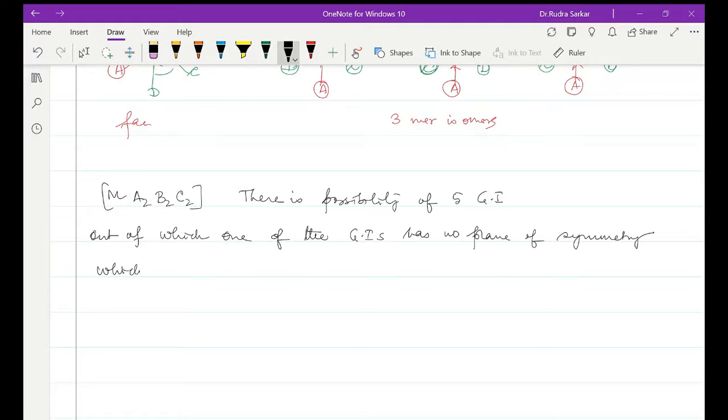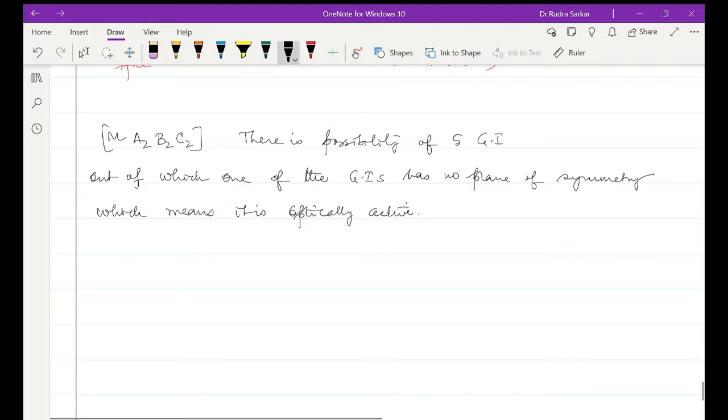which means it is optically active. What I would do is I will help you out with the optically active GI. The rest of it one can find, and I will tell you the trick to find the optically active GI.